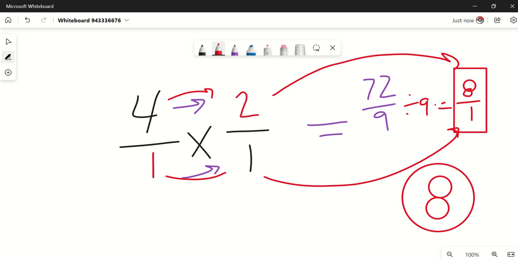So this is a really good example of why cross simplification comes in handy, because this is a lot more work than having to do 4 times 18, then divide that product by 9, and so on. Cross simplification can be your friend. It is not necessary. It's not needed, but it can make a really difficult problem a lot easier. So something to keep in mind.